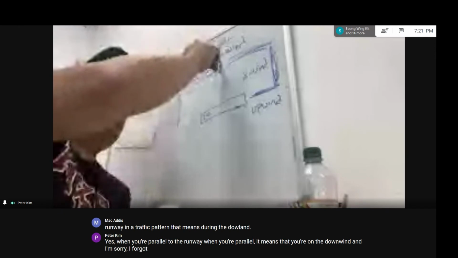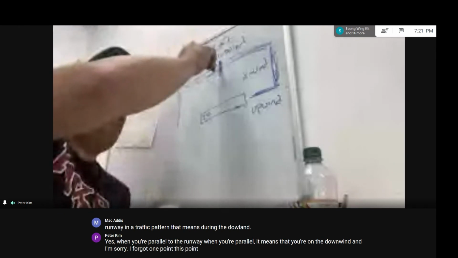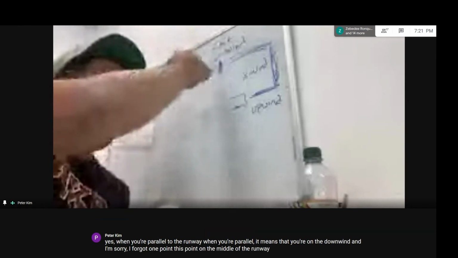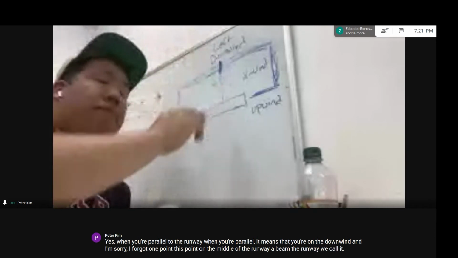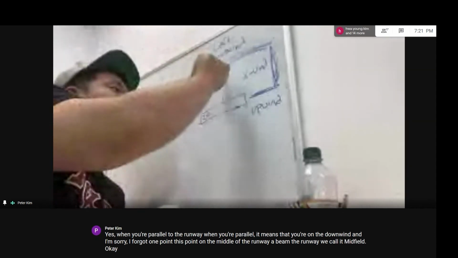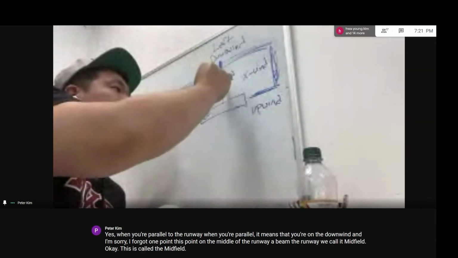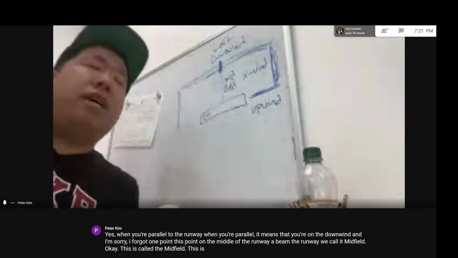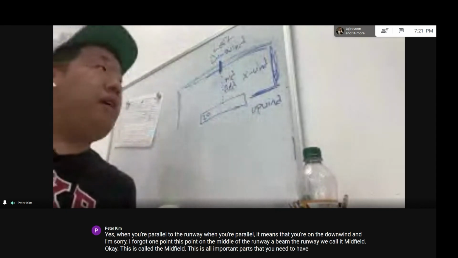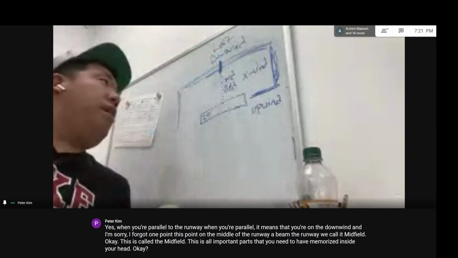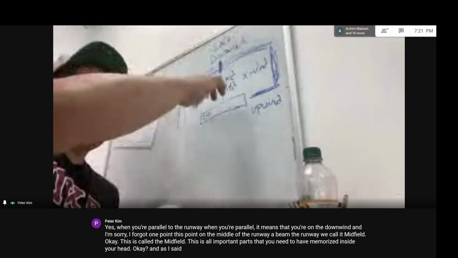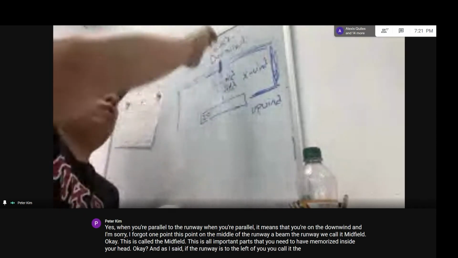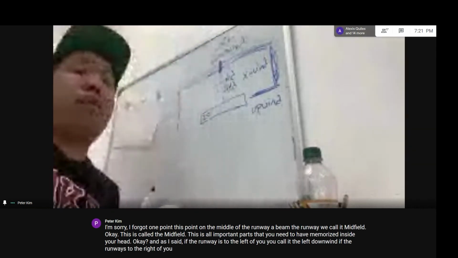And I'm sorry, I forgot one point. This point in the middle of the runway, abeam the runway, we call it midfield. Okay, this is called the midfield. These are all important parts that you need to have memorized inside your head. And as I said, if the runway is to the left of you, you call it the left downwind. If the runway is to the right of you, you'll call it the right downwind.